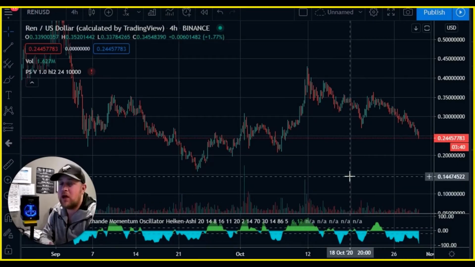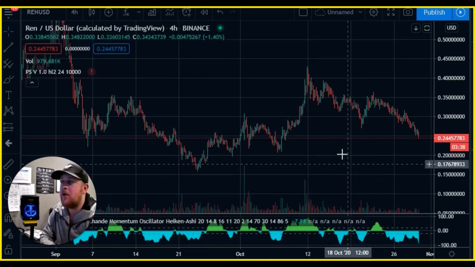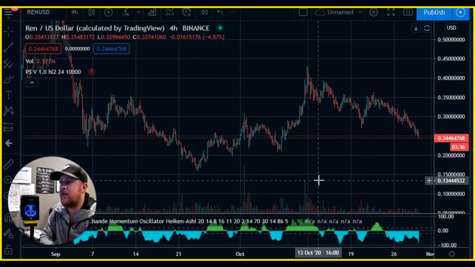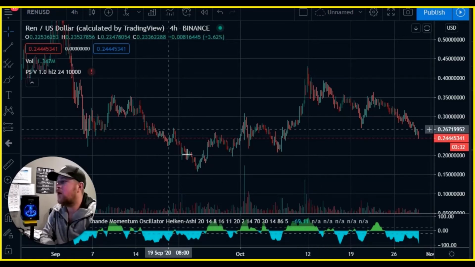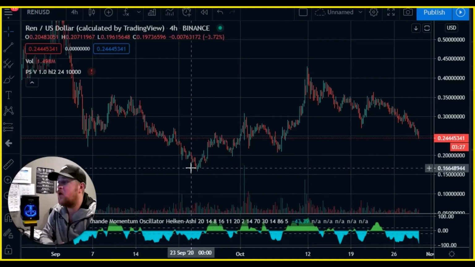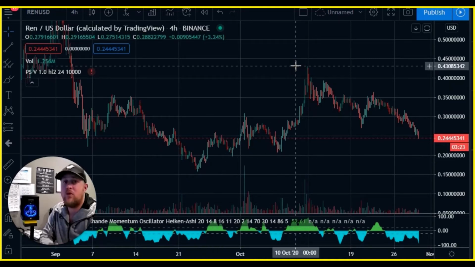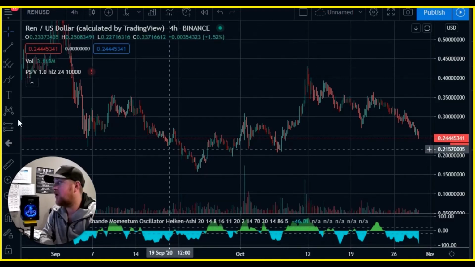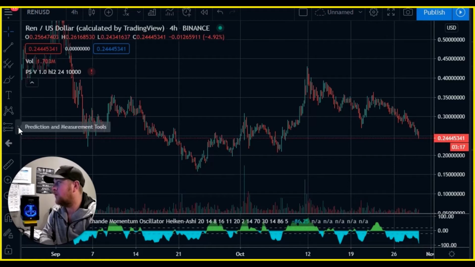Okay, so we're looking at the REN chart again. Since I've got it up, I've cleared all my entries and everything off of here, so we got a nice fresh chart. What we're looking for here, we can see this big dip right here is the one you would have wanted to get into, because it dipped down to 16 cents and then rocketed up to just over 43 cents, which is a 3x in a time period not very long.